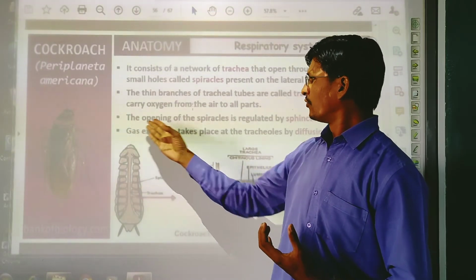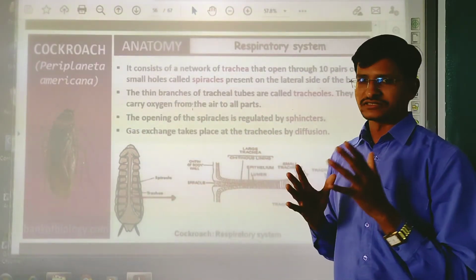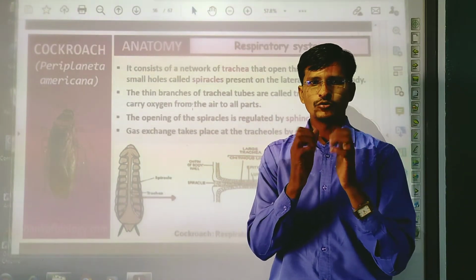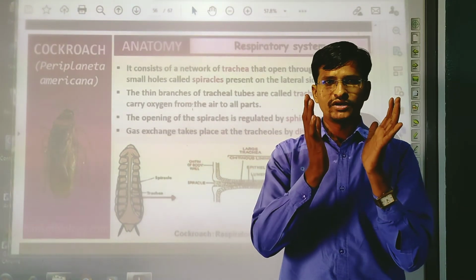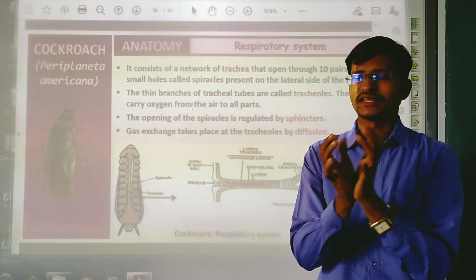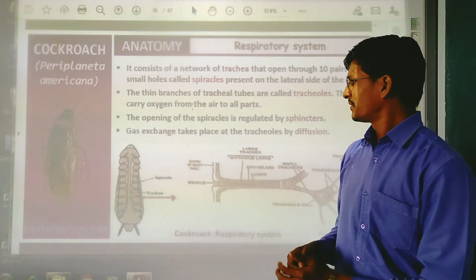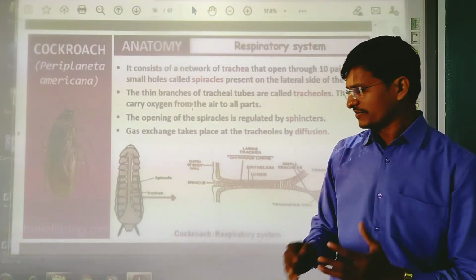And the opening of the spiracle is regulated by sphincters. They are closing and opening. When air comes, it lets them open. When it stops, so in that, open and closing sphincters are there, and gas exchange takes place at the tracheoles by diffusion. Diffusion process will be there here.